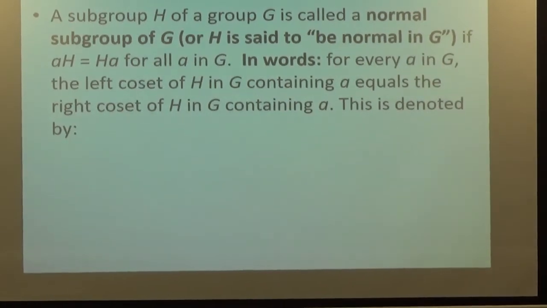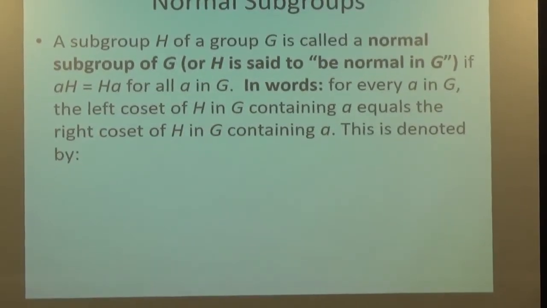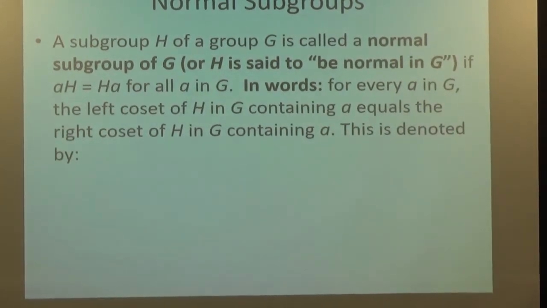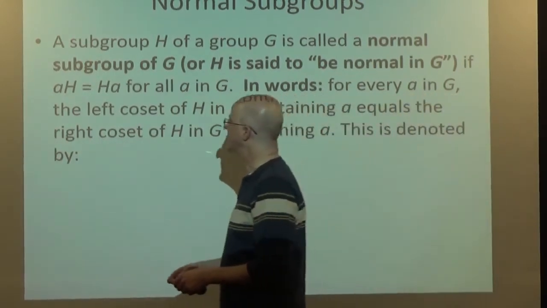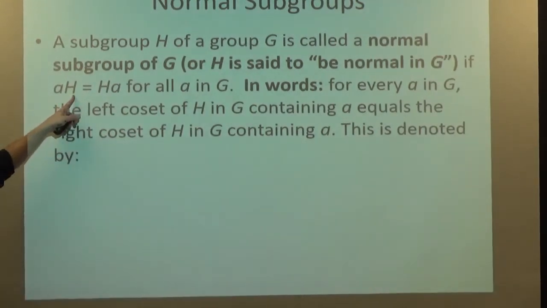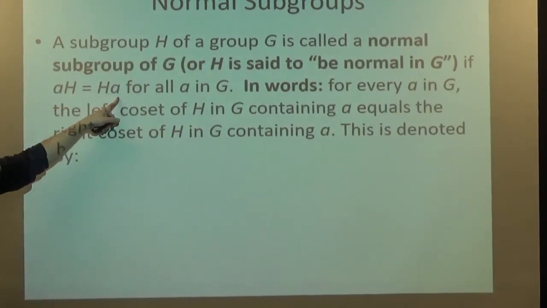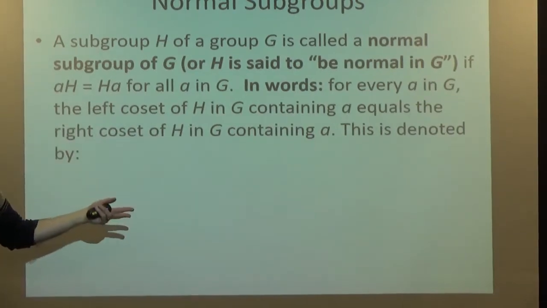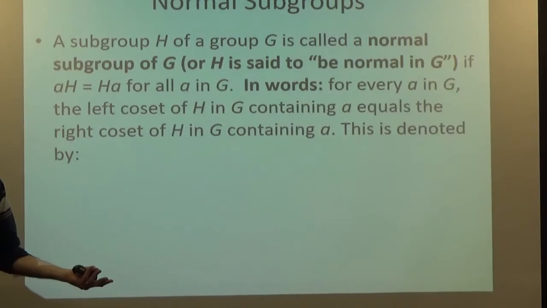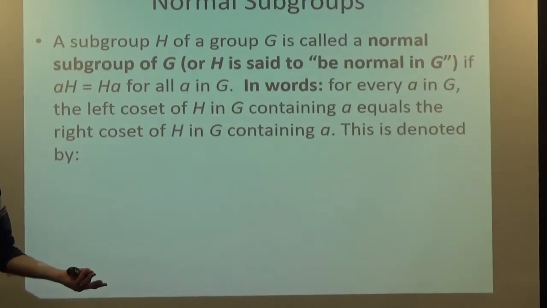A subgroup H of a group G is called a normal subgroup of G, or is said to be normal in G, if every left coset is also a right coset. The left coset containing a and the right coset containing a are actually equal. They always both contain a, for any a, but they're not always equal. When they are equal, then we say it's called a normal subgroup.